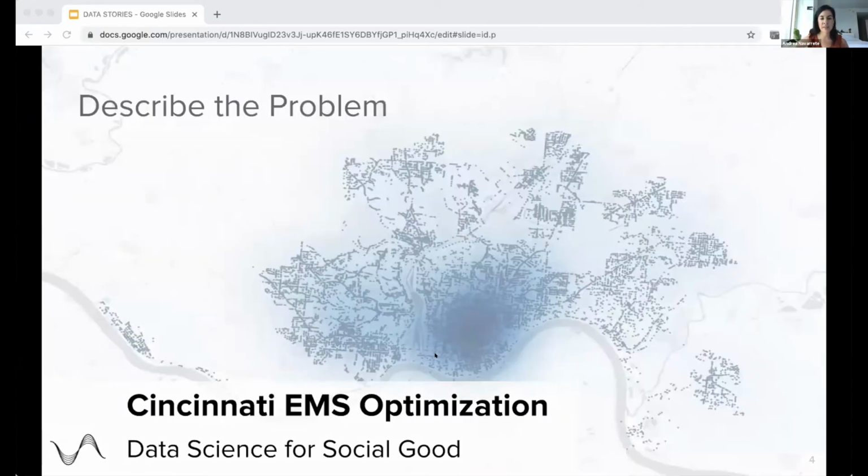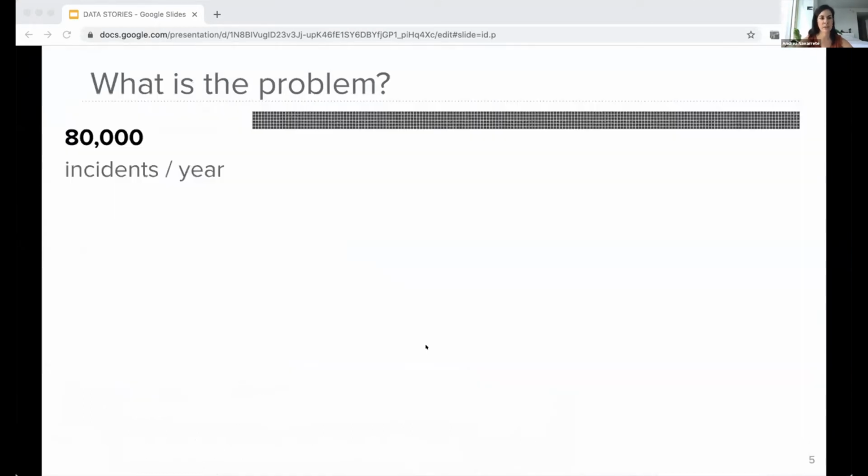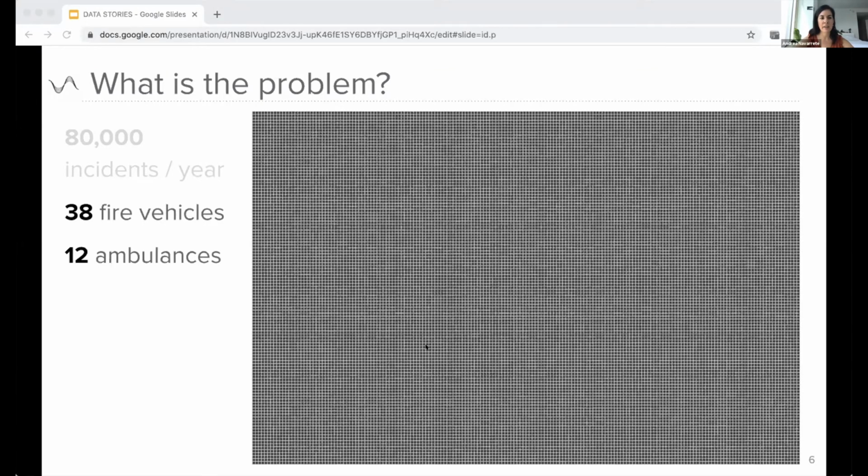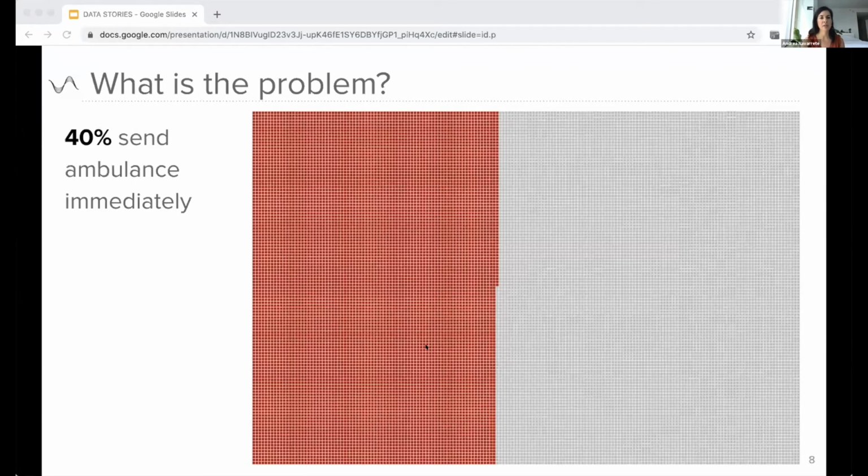Then I'm talking about the Cincinnati emergency system optimization. This was another project, also in 2016, and this is how we described the problem visually. This is very useful because you have a picture of the whole problem. We have 80,000 incidents each year, and these are our resources: 38 fire vehicles and 12 ambulances. Then the problem starts to appear here. From the 80,000 incidents, we actually send an ambulance to 40%.